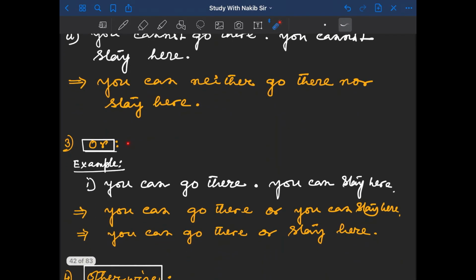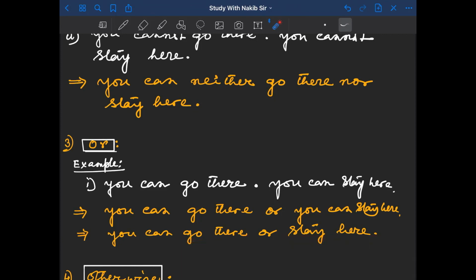Now next one, or. You know or. See the example, then you can understand. You can go there, you can stay here. That means you can either go there or stay here. You can use here either or. Or instead of either or, you can use or also. See how. You can go there or you can stay here. You may combine the sentences this way or this way. You can go there or stay here. Or you may do this way. You can go there or stay here.